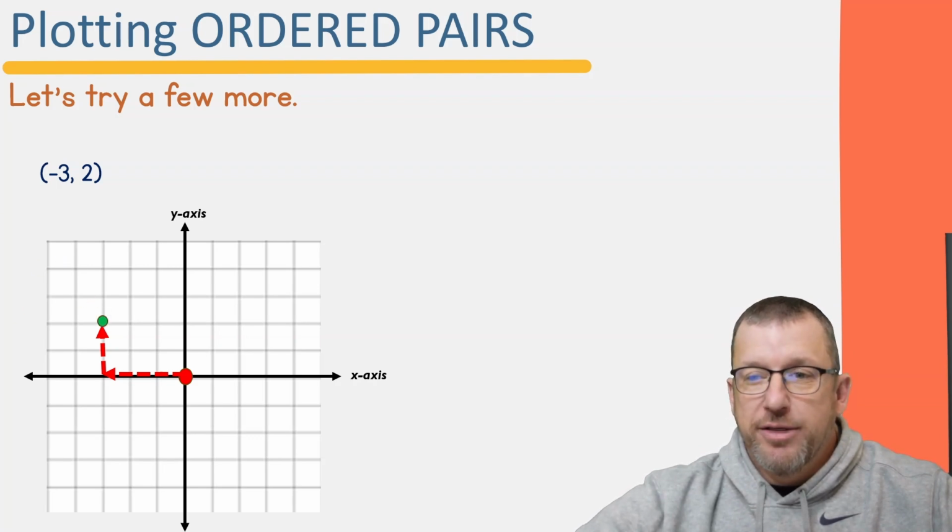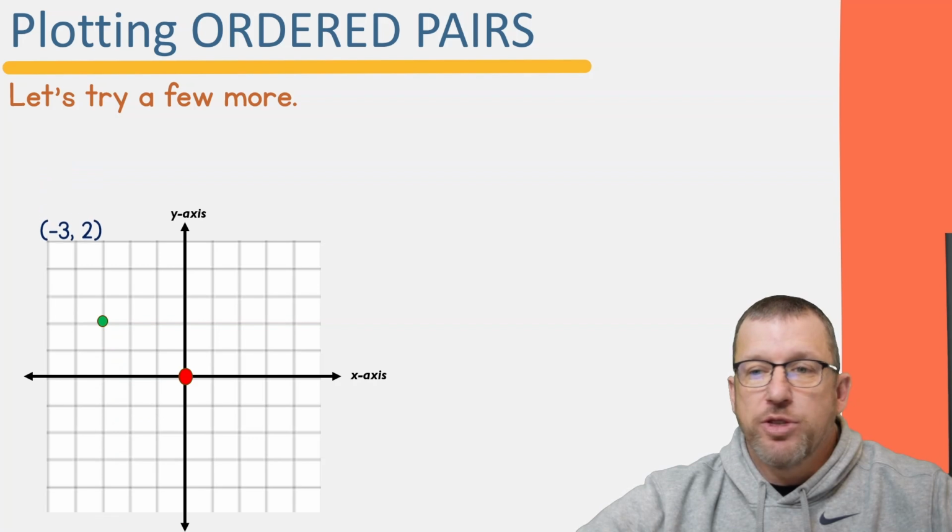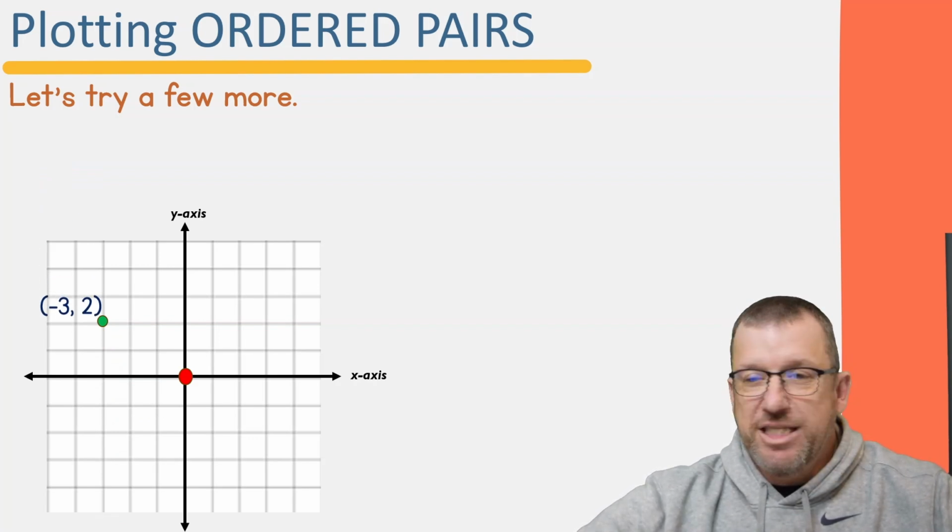Okay, we get rid of our little dotted lines. We bring down our label so we can label it. That means that is where -3, +2 goes. Run and jump. Let's try another one.